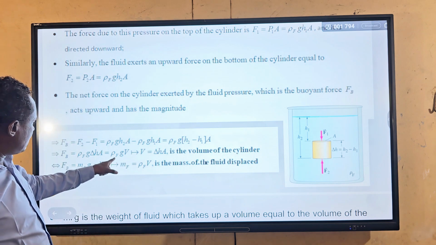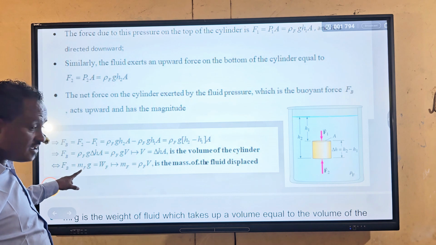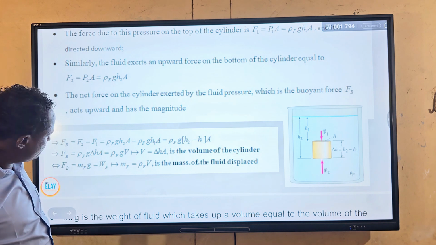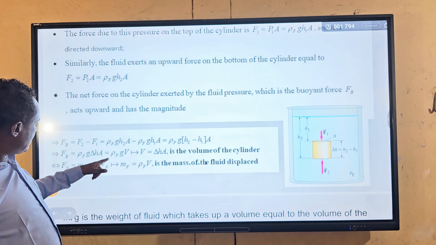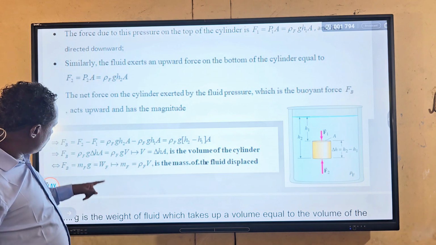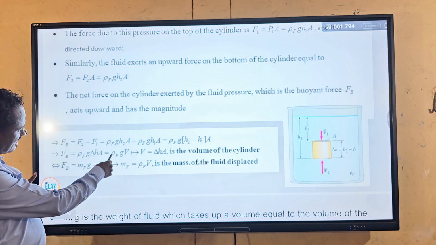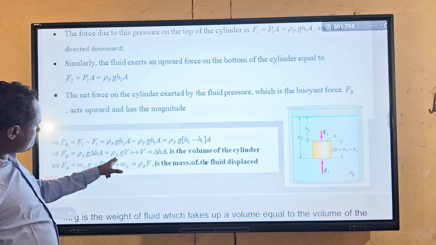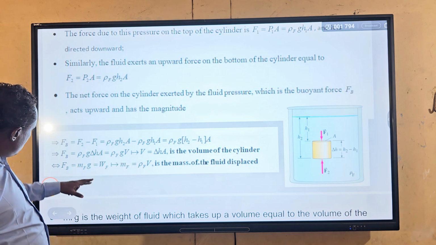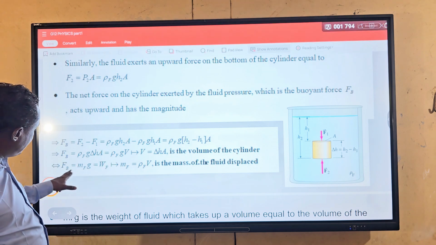And then we can find this expression for the buoyant force. M_f means what? The mass of the fluid, that is the product of the density and the volume. You know, density means mass over volume. Just using simple mathematical expressions, we can find the mass of the object as the product of the density and the volume. Then we are left with g, and then substituting, this is the weight.